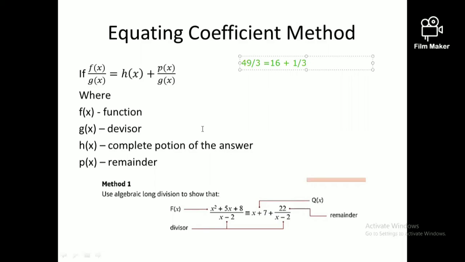In the same way you can use this technique for algebraic fractions. If you come up with this example, we can say x squared plus 5x plus 8 divided by x minus 2 is x plus 7. This is the full portion, the complete portion of the answer, and this is the remainder and this is the divisor. So you can write 49 over 3 as the full portion plus the remainder divided by the divisor. That's a way of getting this part.